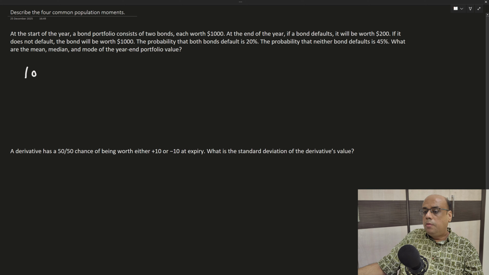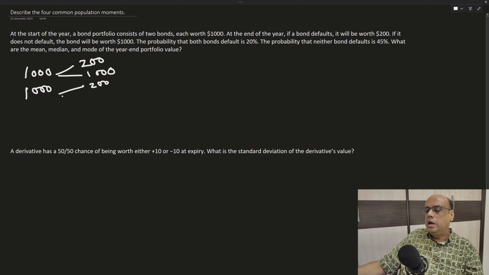So one bond is worth 1000, another bond is worth 1000. This can become either 200 or can remain 1000. This also can become 200 or 1000. So what is the probability? The probability that the portfolio value is 400 is when both default. So when both default, it is 0.20.